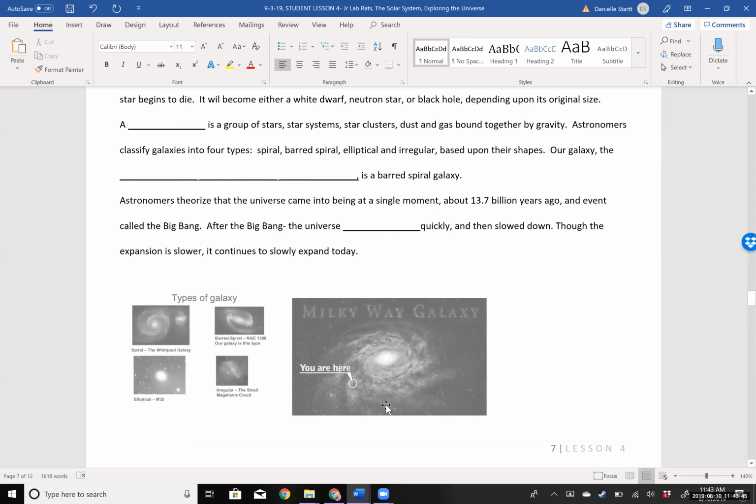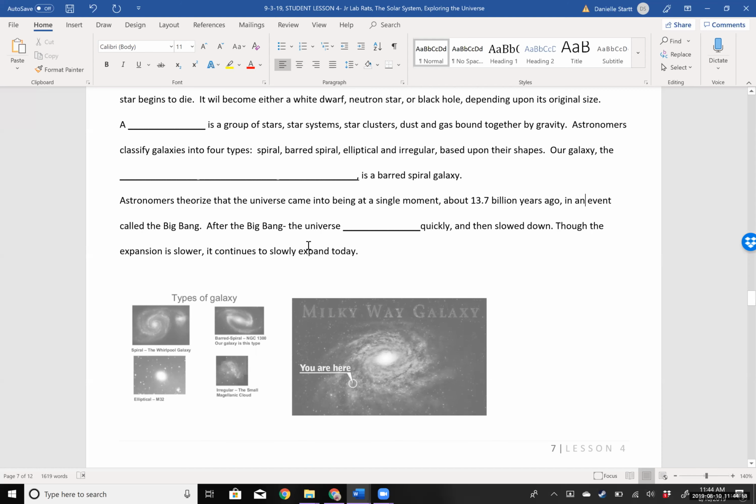It shows how vast our solar system is, because we're talking about that today. And if you look, there is more than our solar system inside that little circle. So that gives you an idea of how big the galaxy is. And there's the name of our galaxy, which is what you need for this blank. Astronomers theorize that the universe came into being at a single moment about 13.7 billion years ago, in an event called the Big Bang. This is supposed to say in and. Boy, I have a bunch of typos today.